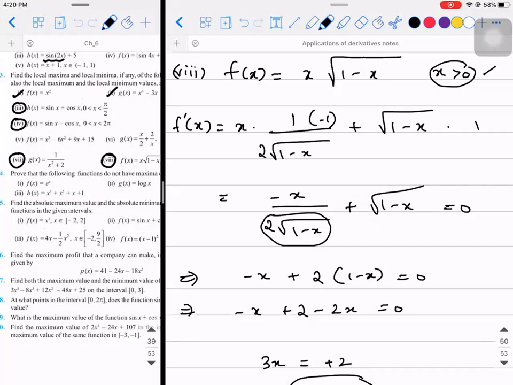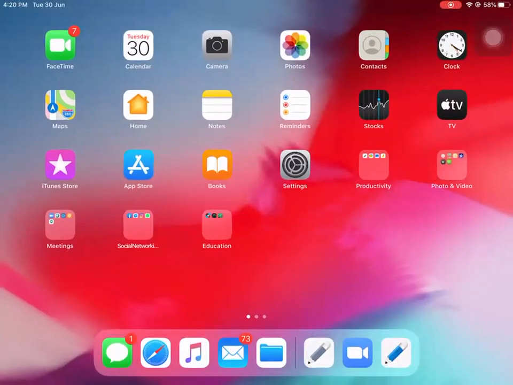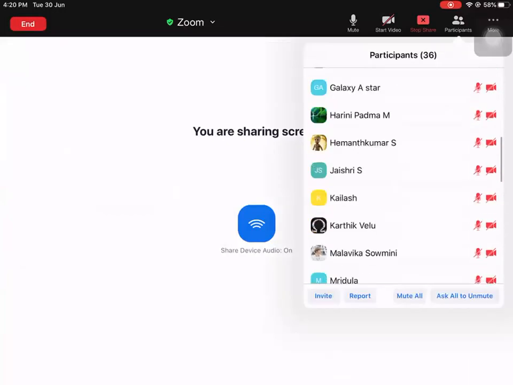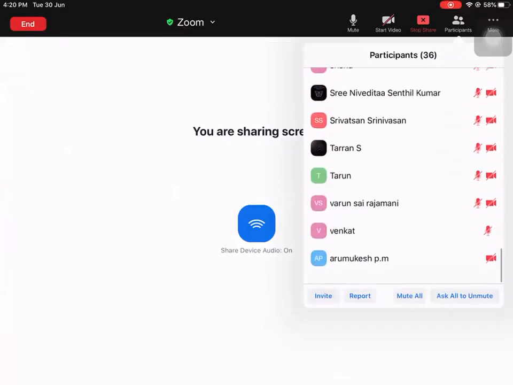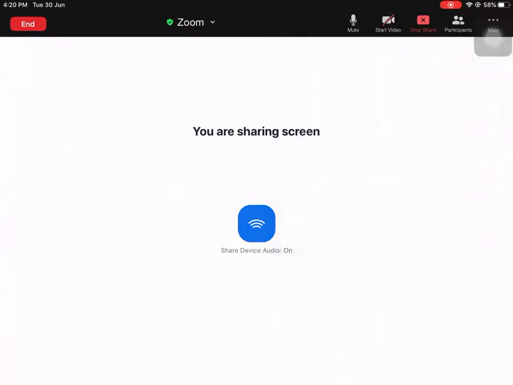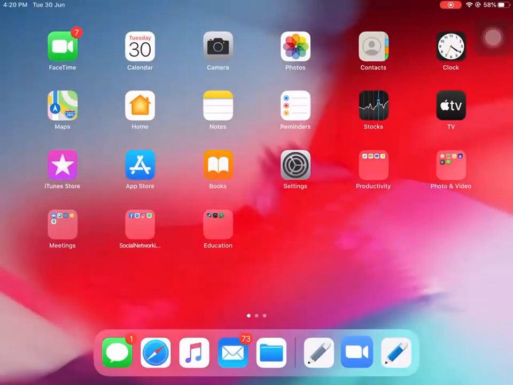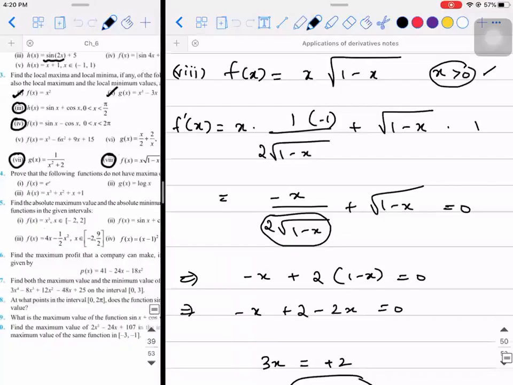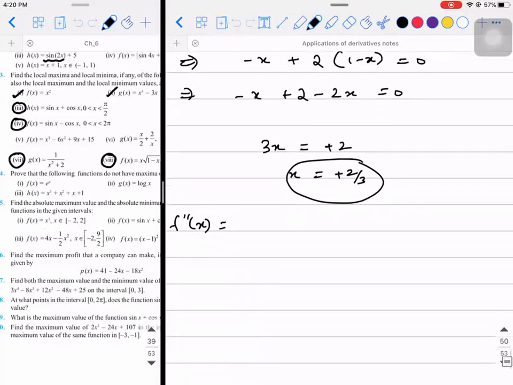So maximum or minimum? Less than 0 or greater than 0? Less than 0. So it should be the point of maximum. So the point of maximum is 2 by 3. And what is the maximum value? What is f of 2 by 3? So 2 by 3 into root of 1 minus 2 by 3.